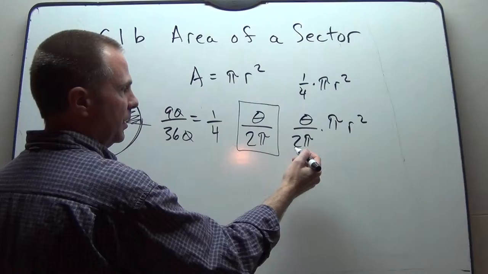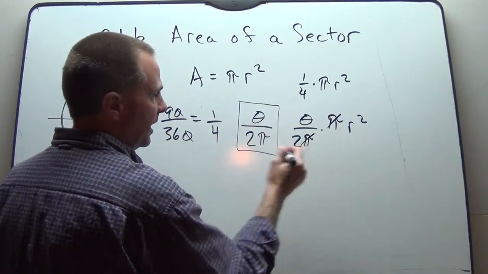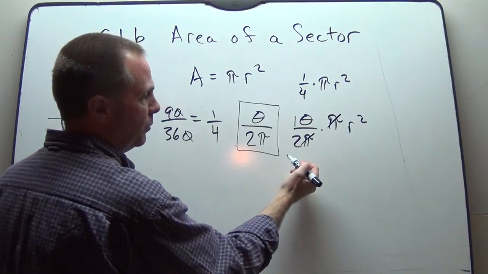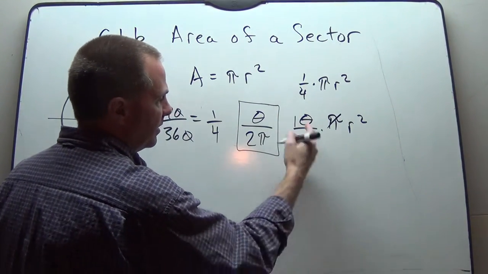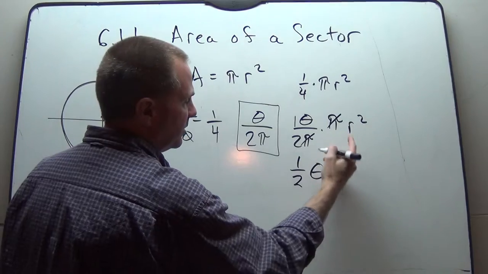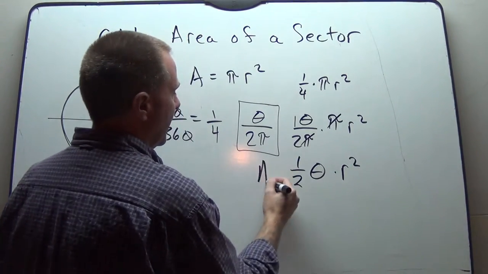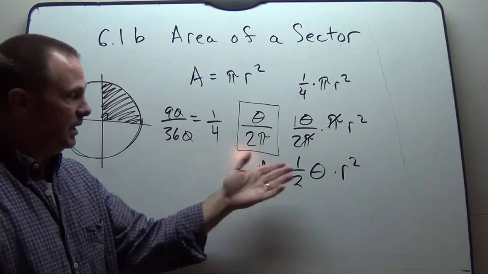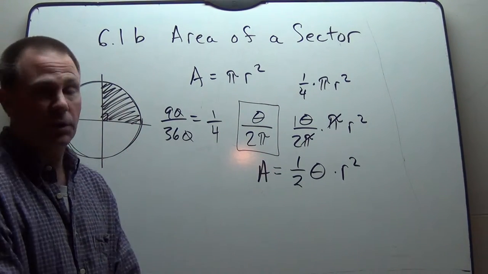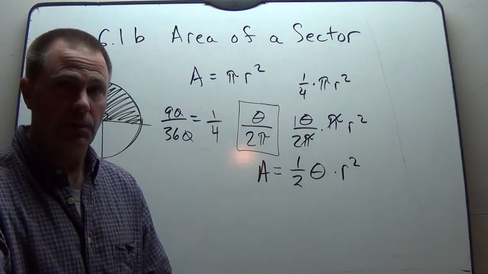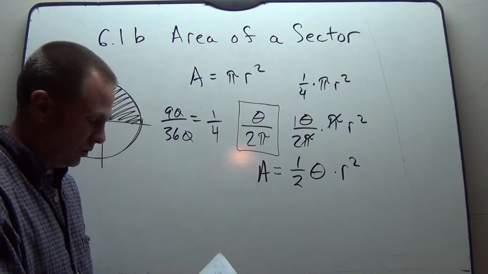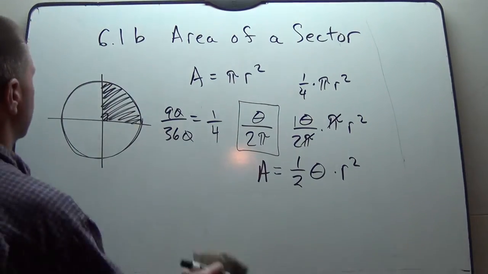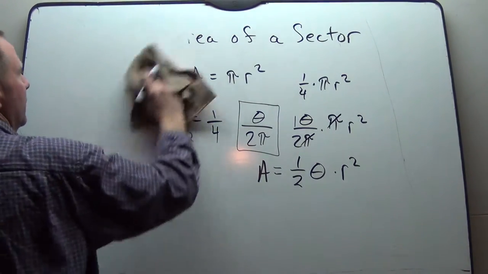Notice then at this point that the pi's cancel out, and what we really have here is a coefficient of 1/2 times theta times r squared. And that is how we find the area of a sector of a circle. And again, theta, we're going to be converting to radian measure, and the way we've been doing that is pi over 180. So let's do an example and figure out how much of an area of a circle we have.